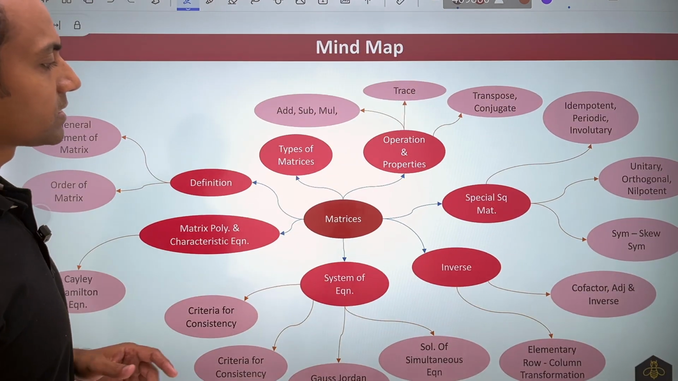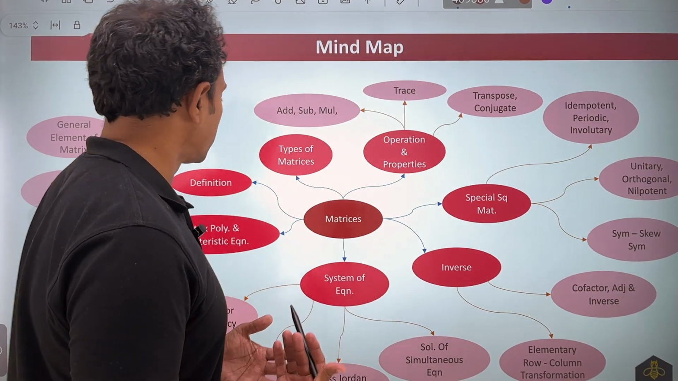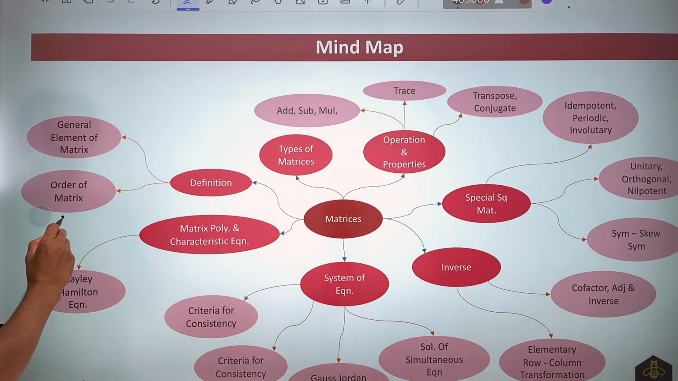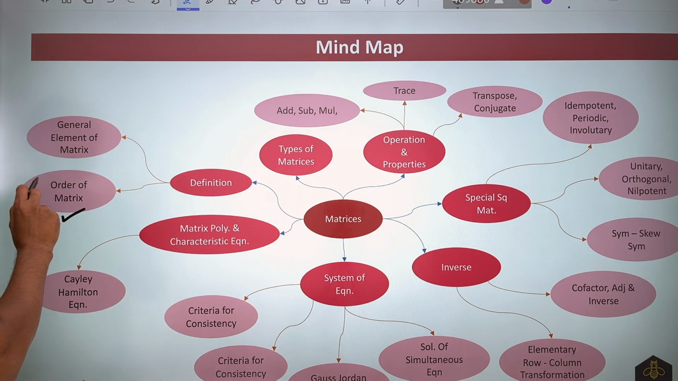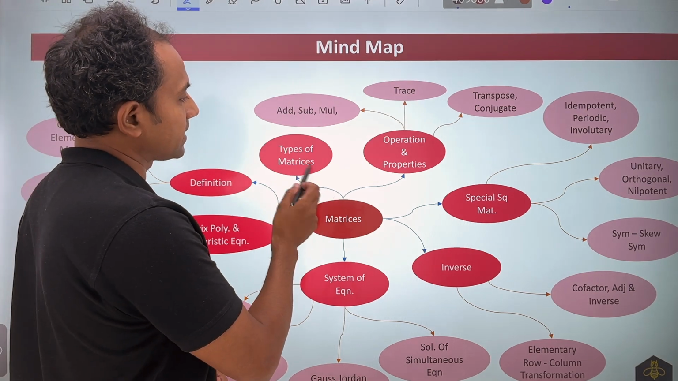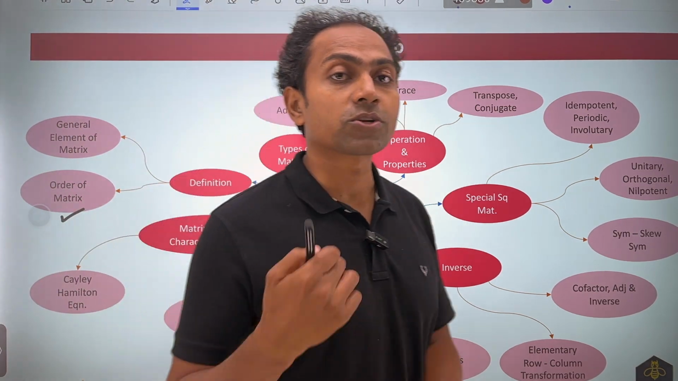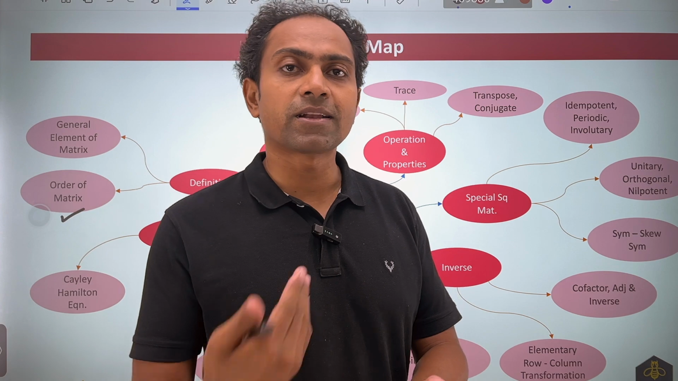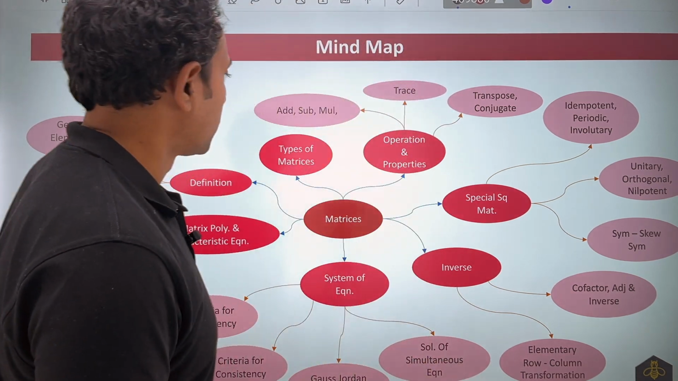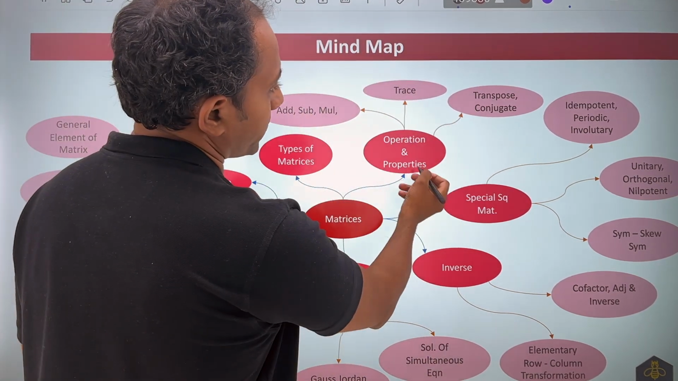If I move towards the mind map of matrices, the discussion starts with the definition and how it is fundamentally different from determinants. Then we move towards types of matrices, and there is a constant theme in the chapter that talks about square matrices and rectangular matrices. Then we go into operations and properties.